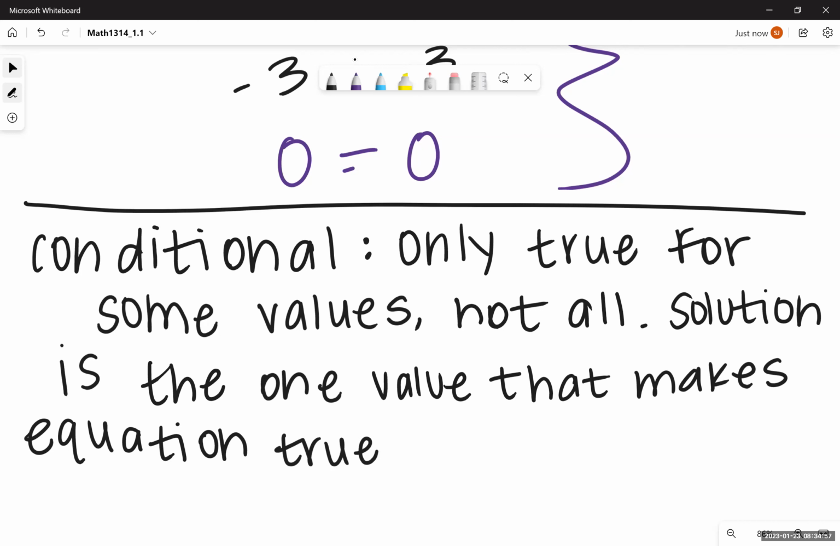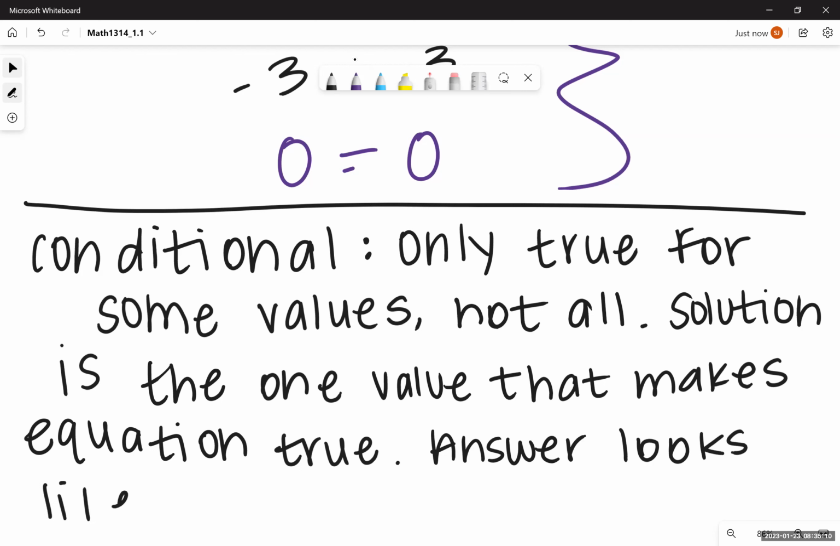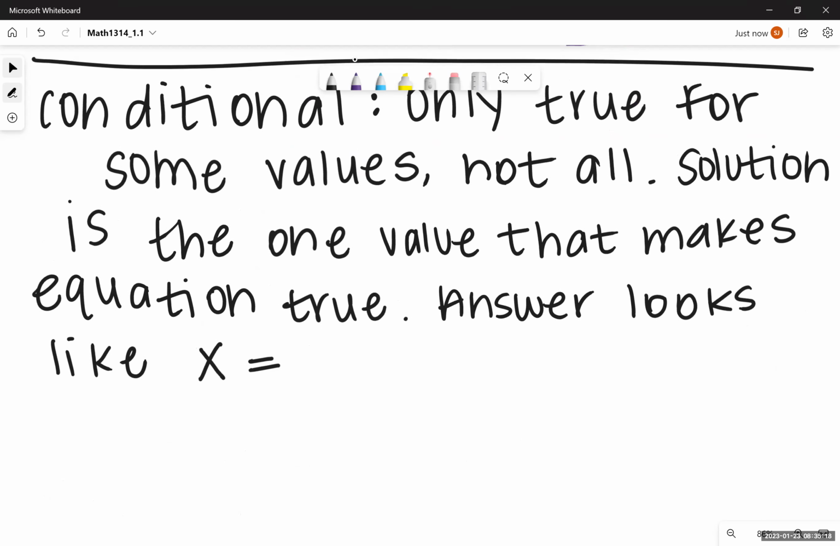Answer looks like... what's happening. Okay, X equals. Oh, don't tell me whenever y'all can't see me. I'm struggling over here with this delay.